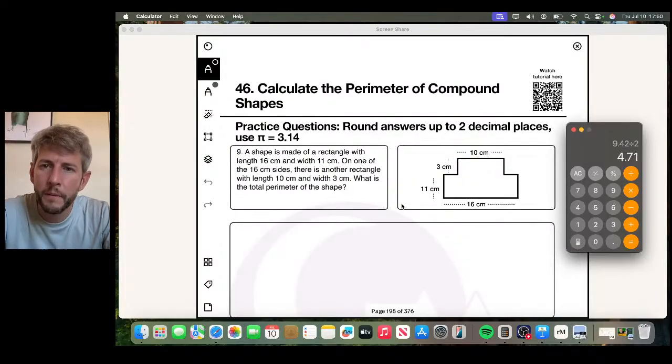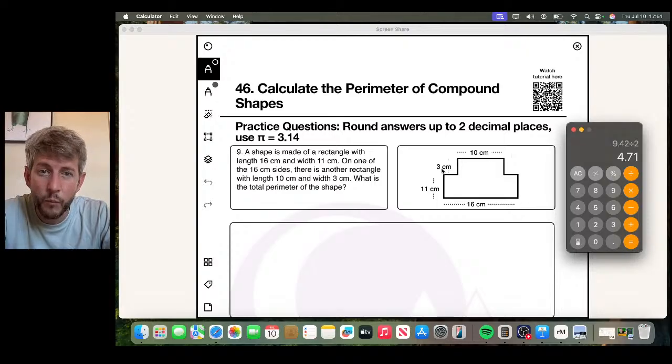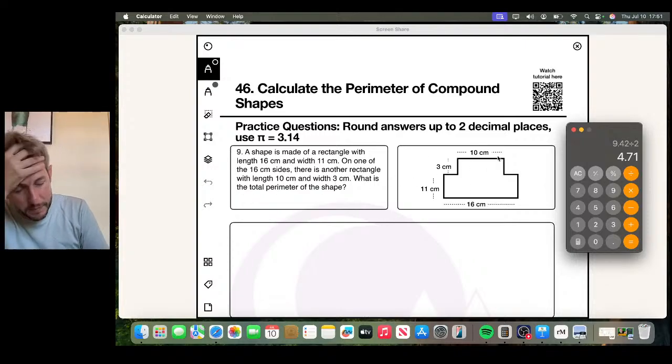Right, question 9. A shape is made of a rectangle with length 16 centimeters and width 11 centimeters. So that's this bottom one here. On one of the 16 centimeter sides, there is another rectangle, okay, with length 10 centimeters and width 3 centimeters. Yep. What is the total perimeter of this shape? So let's fill out these blank bits. So that's 10. This will be 3 centimeters.